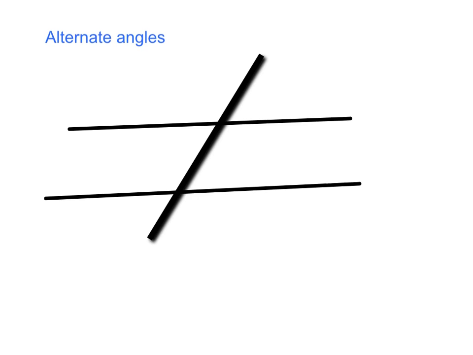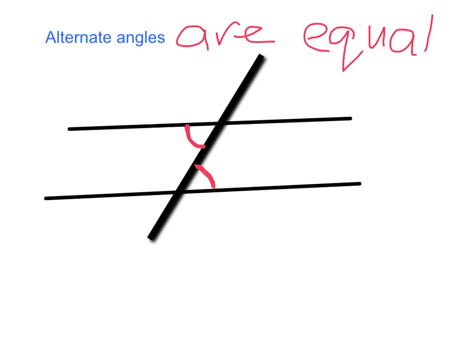Alternate angles. So alternate angles are angles that work like this. So they're between the parallel lines, but they're on opposite sides of the transversal. Okay, so the two red angles are alternate angles, and alternate angles are also equal. And again, I have to have parallel lines for that to work. So we're always checking that we're working with the wee arrows on the parallel lines.